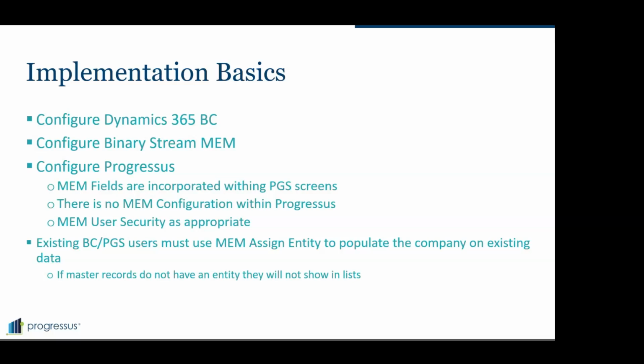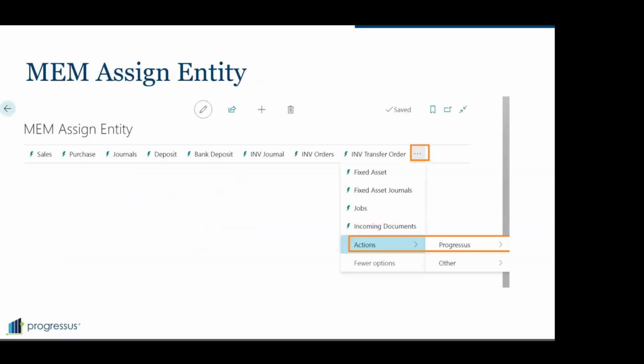And then if you're already an existing BC or PGS user, you still can use MEM and Progressus Multi-Company. MEM has an assign entity functionality where you can populate existing transactions and data with a company field. If your master records do not have an entity, then they won't show in various lists. For example, if a project doesn't have an entity, you won't see it in a list because we need that entity to know how to transact for it.